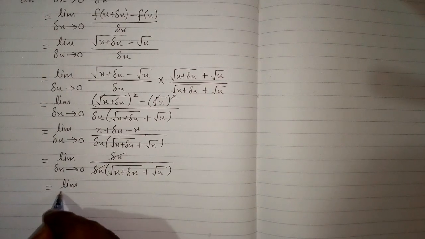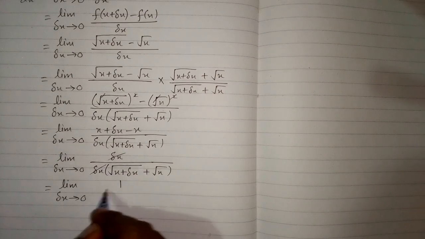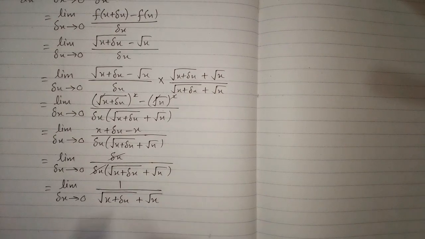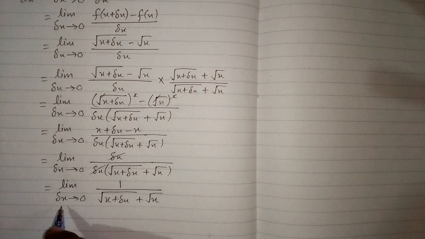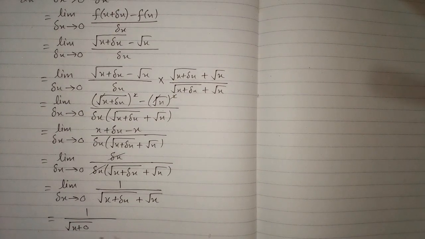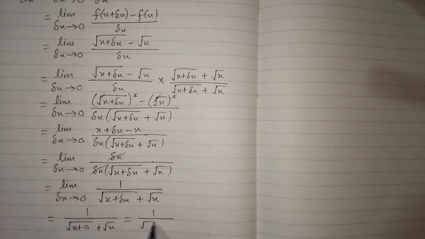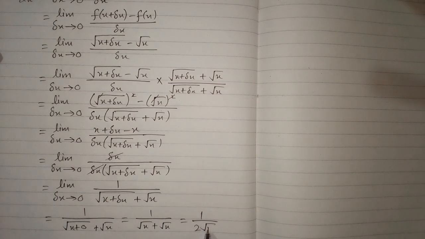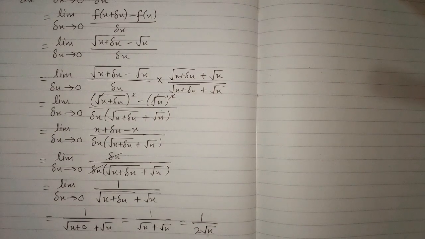So we have limit delta x approaches to 0 1 upon square root of x plus delta x plus square root of x. Now we can apply limit on this function, and we will simply put 0 in place of delta x. So we have 1 upon square root of x plus 0 plus square root of x. So we have 1 upon square root of x plus square root of x, which is equal to 1 upon 2 square root of x. So the derivative of square root of x is 1 upon 2 square root of x by first principle.